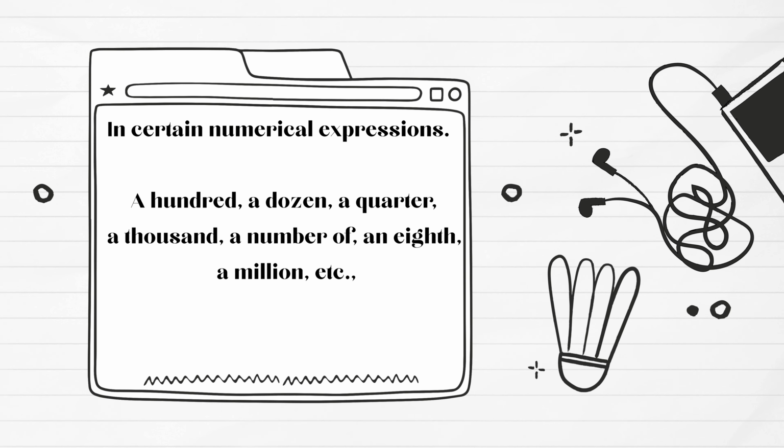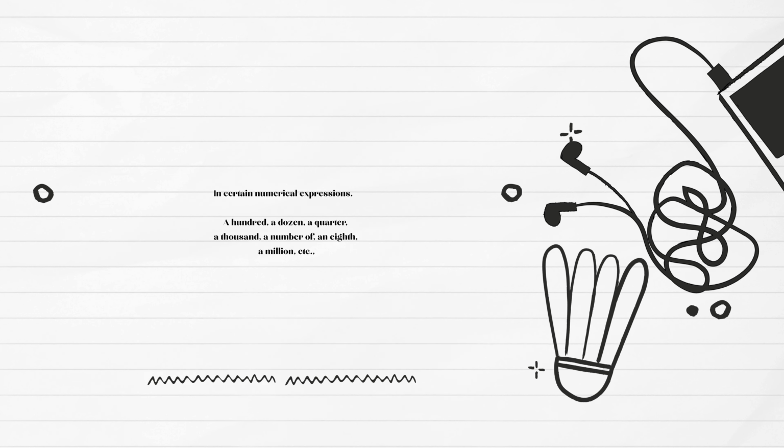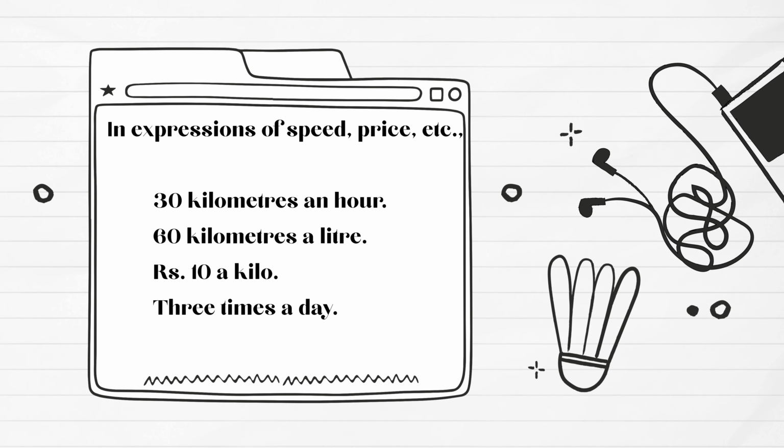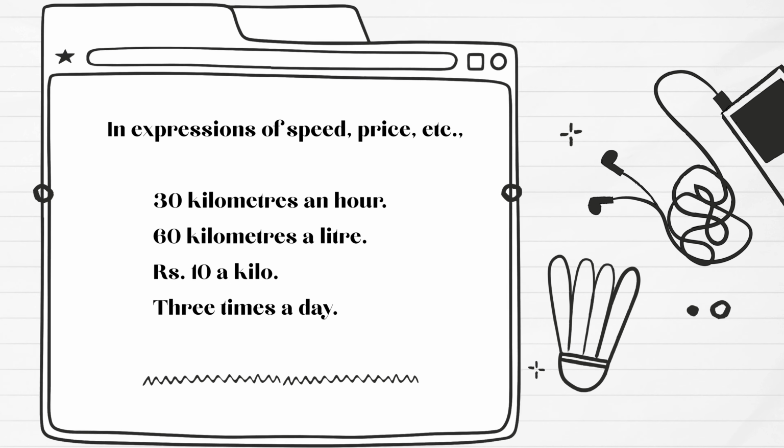In certain numerical expressions. A hundred, a dozen, a quarter, a thousand, a number of, an eighth, a million, etc. In expressions of speed, price, etc. 30 kilometers an hour. 60 kilometers a liter. 10 rupees a kilo. 3 times a day.